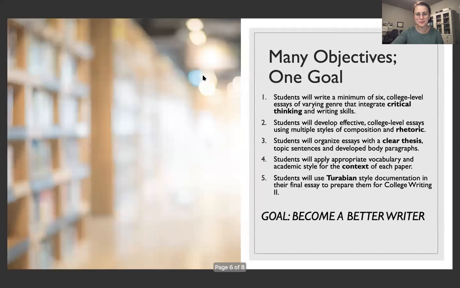Okay. So there are many objectives to this course: critical thinking and writing skills, using multiple styles of composition and rhetoric, determining a clear thesis for your papers and whatever writing you're doing, applying appropriate vocabulary and academic style for the context of each paper, and of course learning citation and formatting for your papers.